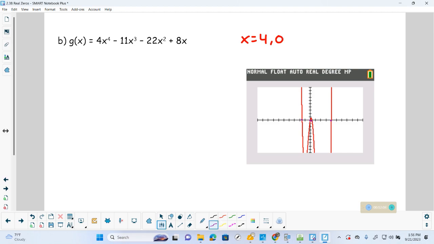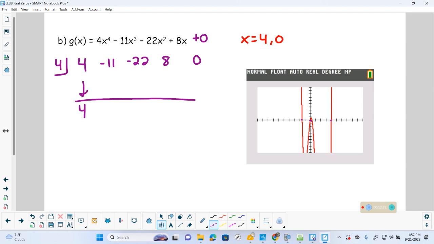Well, I'm going to start with the 4. Seems a little easier to work with. All my terms are here. They're in the correct order. Now, remember, no number at the back, so you really have 0 holding the place. Don't forget your placeholder. Do your synthetic division. We should get a 0 remainder.